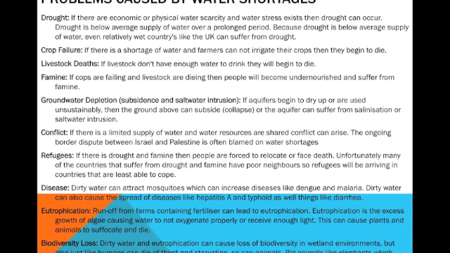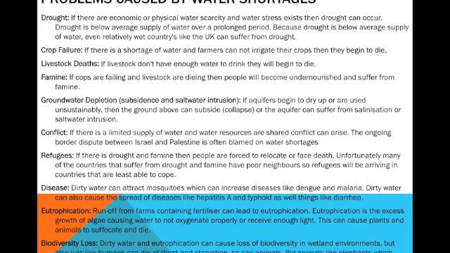So, disease. Dirty water can attract mosquitoes, which can increase diseases like dengue and malaria. Dirty water can also spread diseases like hepatitis A and typhoid, as well as things like diarrhea, because if you drink dirty water, you may get those things.